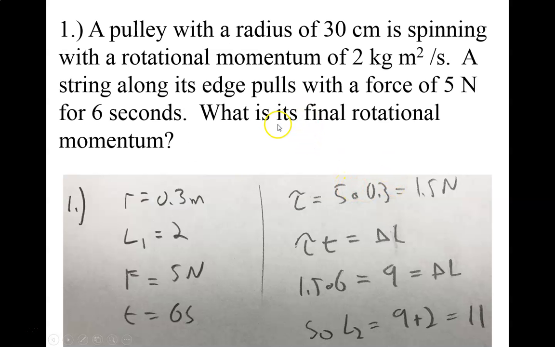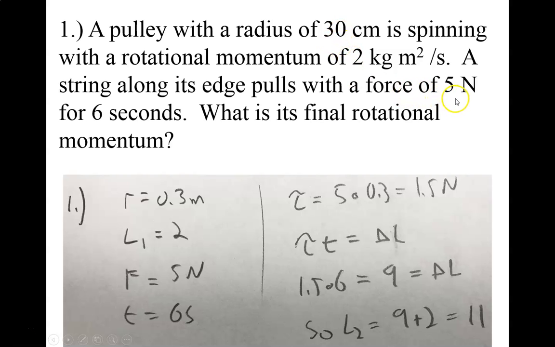Okay, so here we've got a pulley with a radius of 30 centimeters. It's spinning with a rotational momentum of 2 kilogram meters squared per second. A string along its edge pulls with a force of 5 newtons for 6 seconds. What's its final rotational momentum? We're looking for its final rotational momentum, which means we want to know the initial momentum and the change in momentum. The initial momentum is 2 kilogram meters squared per second. So we need to find the change in momentum, which is torque times time equals delta L. In order to know that, we've got to know the torque.